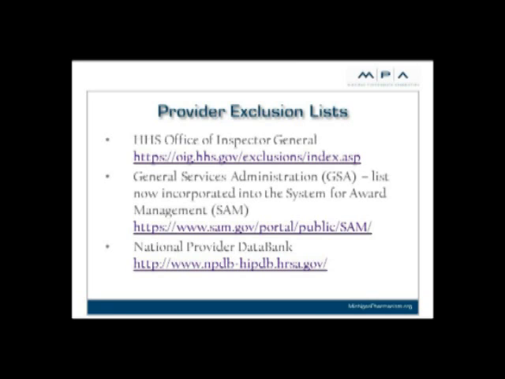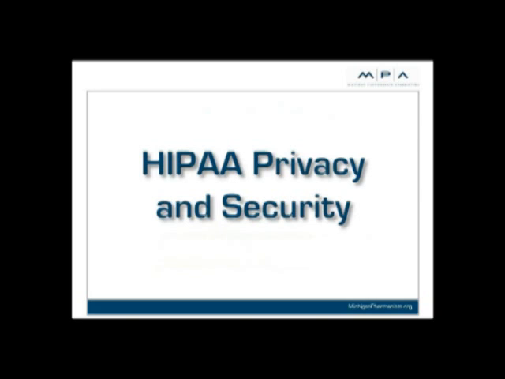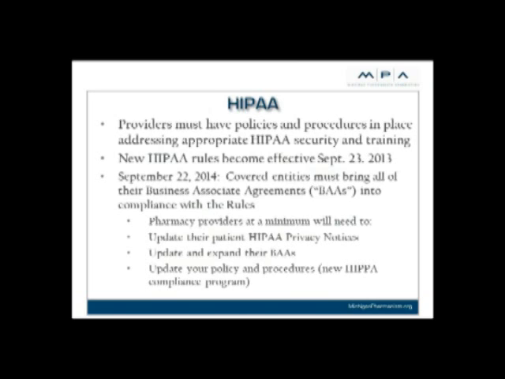I want to spend just a little bit of time talking about HIPAA privacy and security. Just a reminder that you must have HIPAA security training. That should be done at least annually, but you need to be aware that there are new HIPAA rules that become effective on September 23rd of this year, and that there are requirements by September 22nd of the next year that you will have new business associate agreements in place. So basically, pharmacies will need to make sure at a minimum that you update your HIPAA privacy notices, that you update and expand your business associate agreements, and that you update your policy and procedure manuals.